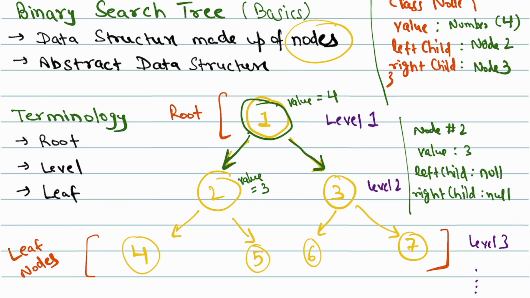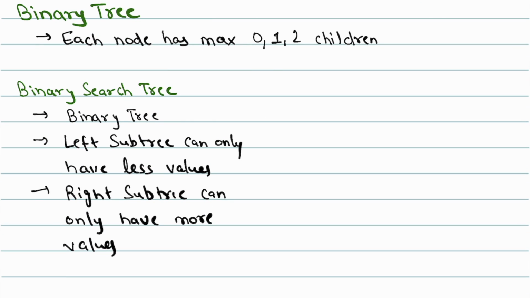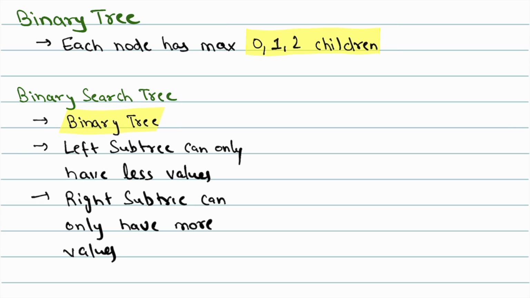Now the one we discussed here is just a general tree. So what makes it a binary tree? That it has a maximum of 0, 1 or 2 children. If a tree has more than 2 children, it's not a binary tree. And what makes it a binary search tree? That it has to be a binary tree, and the second condition is that the left subtree of any node should have fewer values than that node, and the third condition is that the right subtree of any node should only have more values than that node.